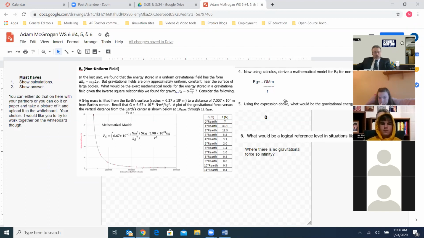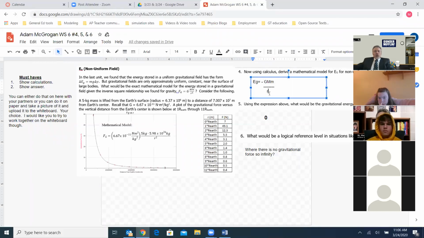Okay, then using that expression for number 5, what would the gravitational energy be at a distance of infinity? So imagine that you plug in for r here a really big number. That means this whole fraction would be a really small number because it's over a big number. And as that big number gets bigger and bigger and bigger, that fraction becomes smaller and smaller and smaller. In fact, it goes to 0. Nice.